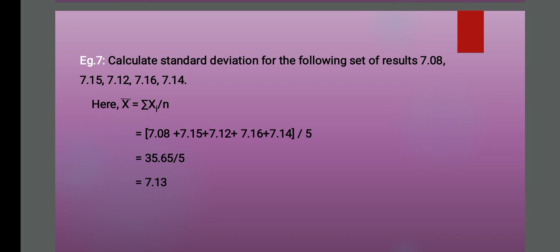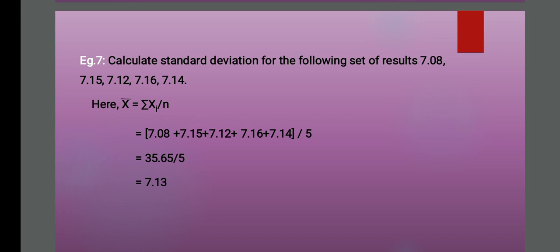Initially you should find the mean value. We have seen in the first topic of this unit how to calculate the mean. Mean is nothing but the sum of all the values divided by the number of terms. Here we have 5 terms. You add up all the terms, and the value is found to be 35.65. Divided by 5, the value is found to be 7.13.